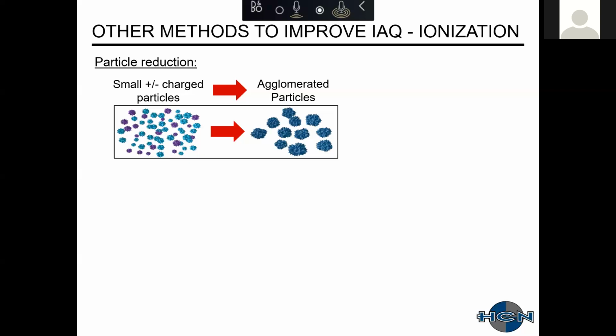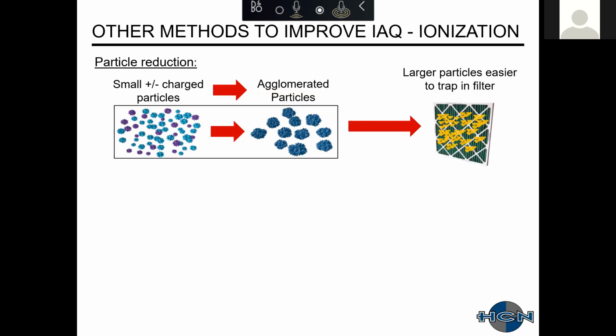Basically, it takes many small particles, they become positively and negatively charged. They clump together, the term is agglomerating. And then those larger particles become easier to trap in your filtration system in your HVAC equipment.